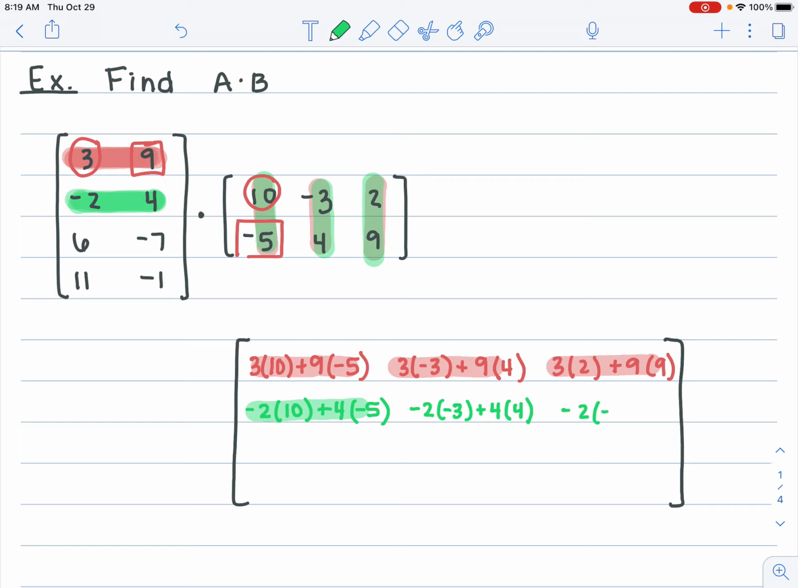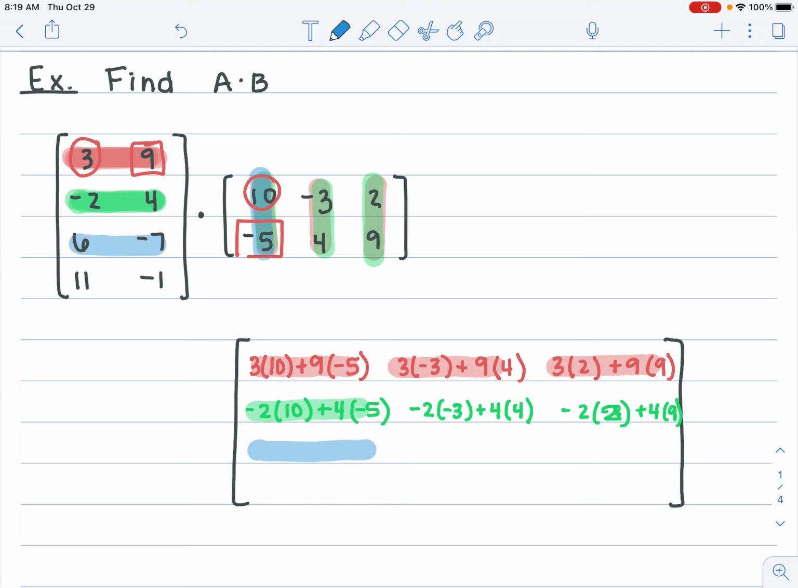And finally, we're going to do row 2, column 3. Row 2, column 3 will give me my last entry here. Negative 2 times 2 plus 4 times 9. And we've completed that row now, and we move on to the next.